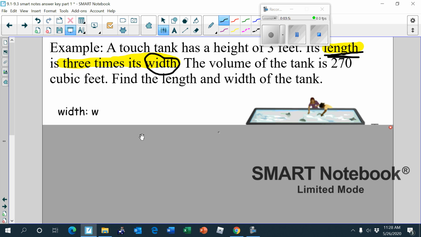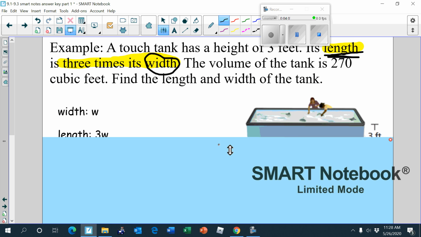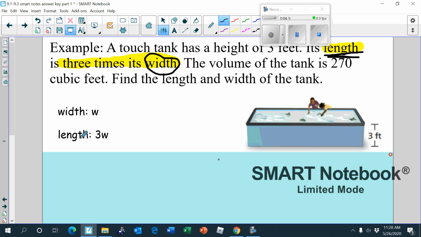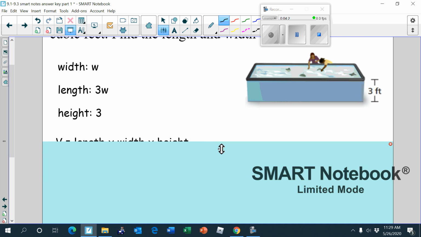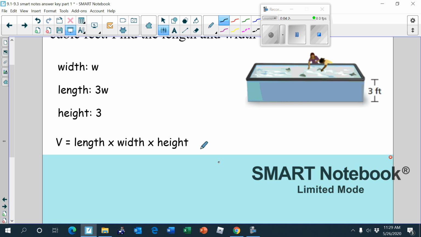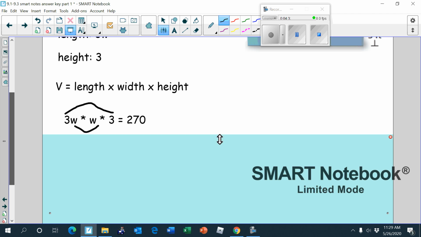Now we can talk about the length in terms of the width. We know that the length is 3 times its width. So what do you think I can call that? 3W, because the length is 3 times the width. And our last one that we already know is the height of 3 feet. Let's jot down the volume. The formula for volume is length times width times height. And we know that the volume of this tank is 270 cubic feet. So now we can plug in what we know. We have the length is 3W times the width is just W times the height is 3 equals 270.